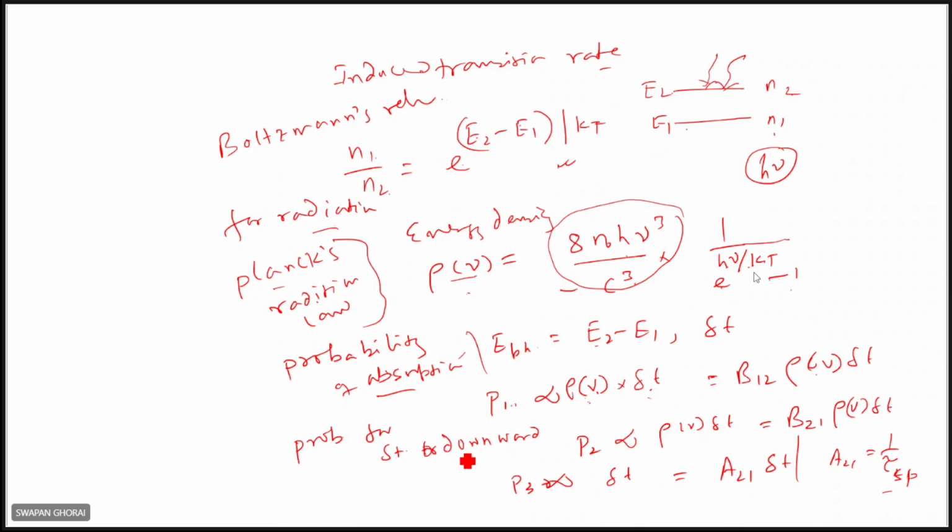Similarly, consider the probability for downward transitions. When photons strike the system, electrons will be forced to make downward transitions. That is P2. It depends upon the intensity present, the number of photons present on the system, so it depends on rho nu and also the time interval delta t. But this time it is 2 to 1. That's why the constant of proportionality is B21, so P2 is B21 rho nu delta t.